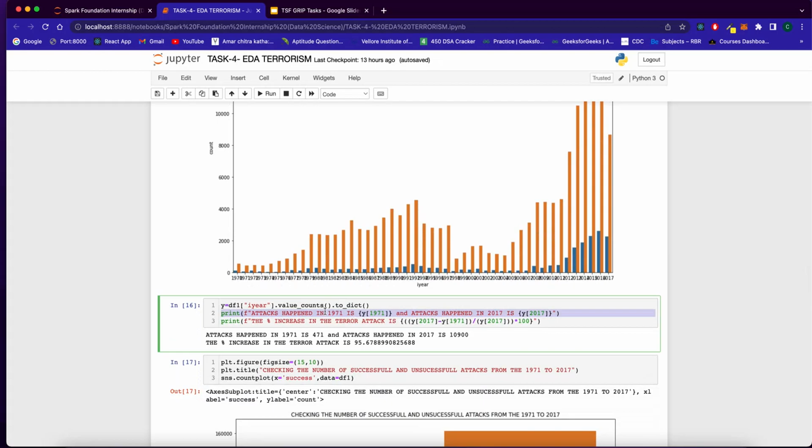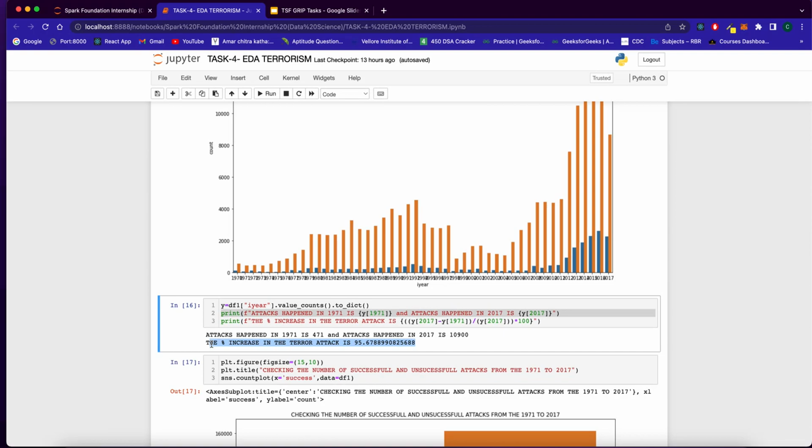Second, the attacks are shown in numerical form: the attacks that happened in 1971, you could see it was 471 only, but in 2017 the attacks have increased to 10,000. So that was quite a drastic increase in the attacks. Through the percentage form I have also shown how much percentage increase the attacks have had, that is close to 95.6.